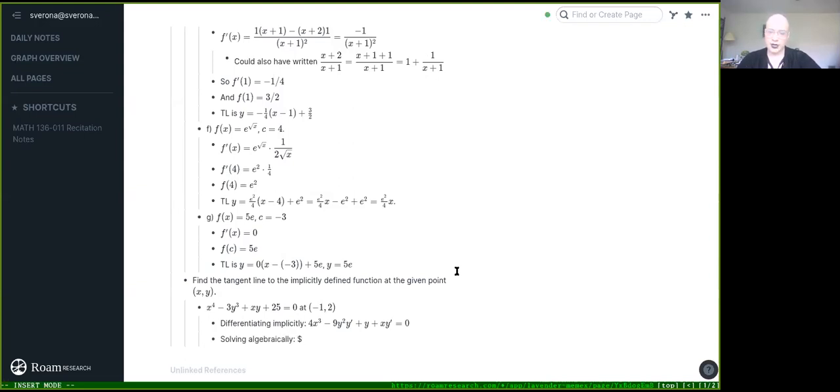So solving algebraically, I'm going to put all my y primes on one side so I can factor y prime out. I'm going to choose to bring them over to the right side. So I'm subtracting everything with a y prime in it over to this side. And let me go one step further and factor that out. So I've got 9y squared minus x, times y prime. And so that gives me pretty immediately y prime equals, 4x cubed plus y over 9y squared minus x. So if I were being asked to use implicit differentiation to find y prime generically, this would be where I would stop.